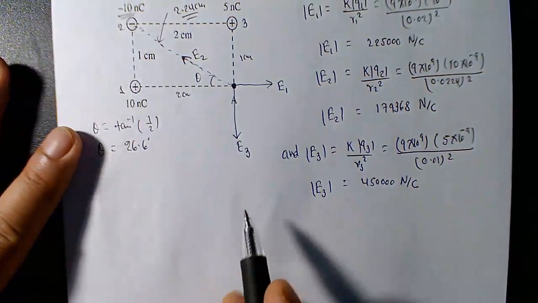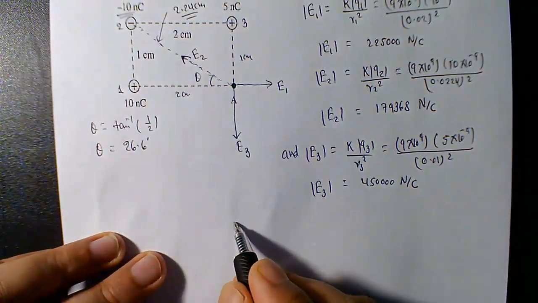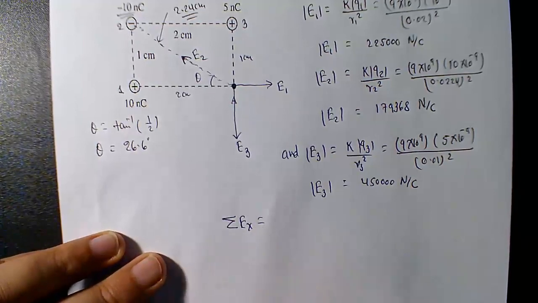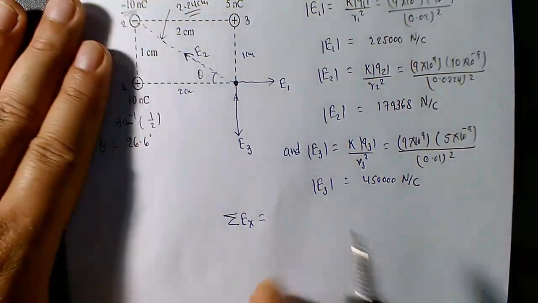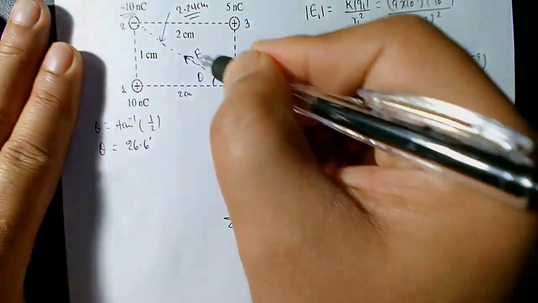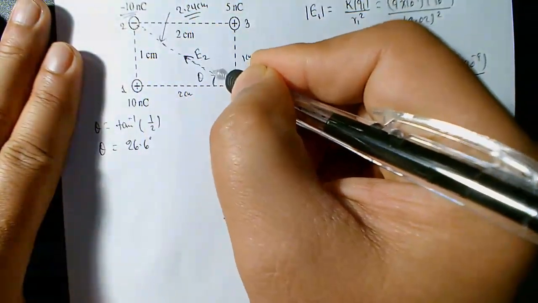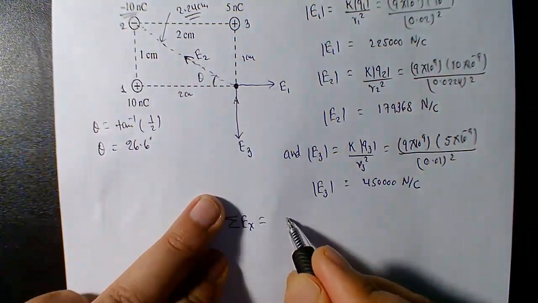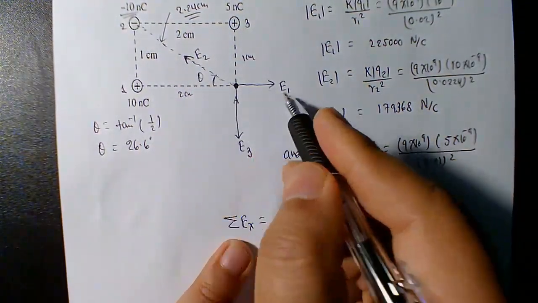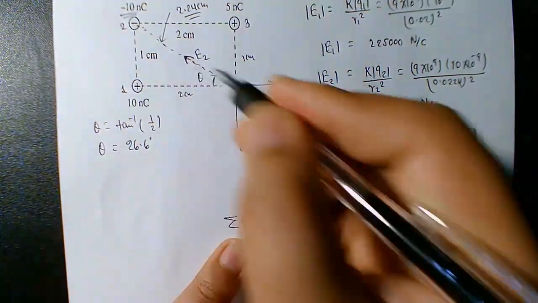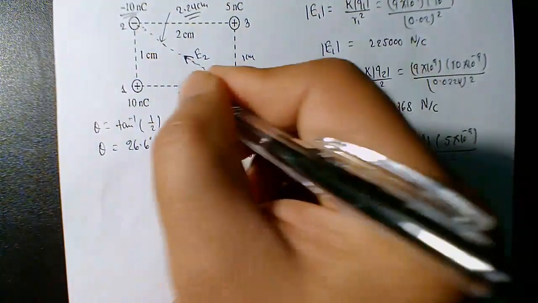So what do you need to do? First we need the sum of the x components of the electric field. So sum all the x components. This electric field has two components, so in x you are summing all the x components. E1 is positive, but E2 has a component in the second quadrant.